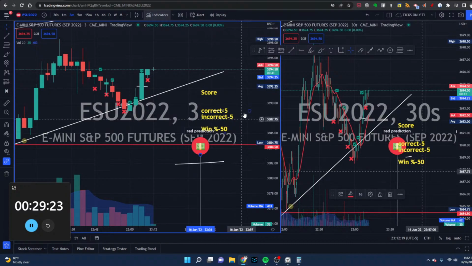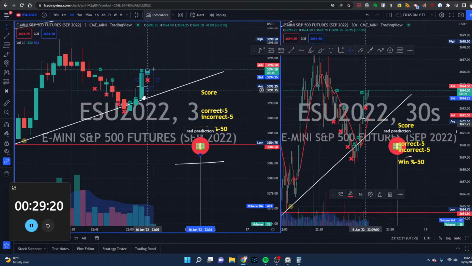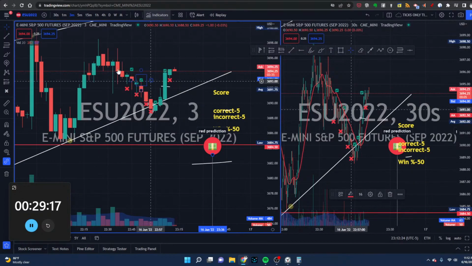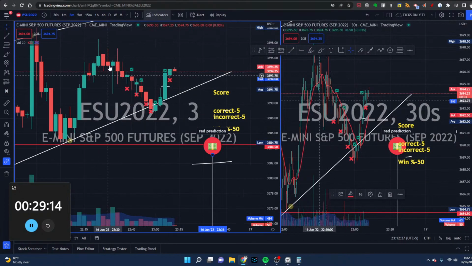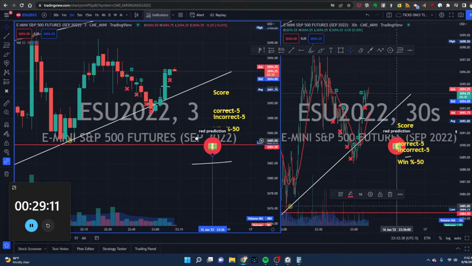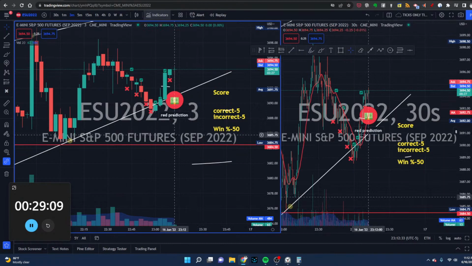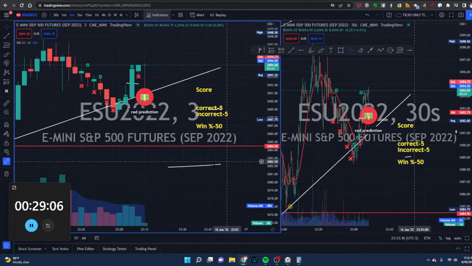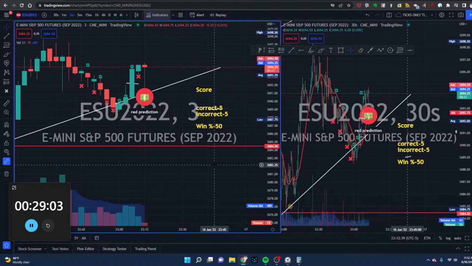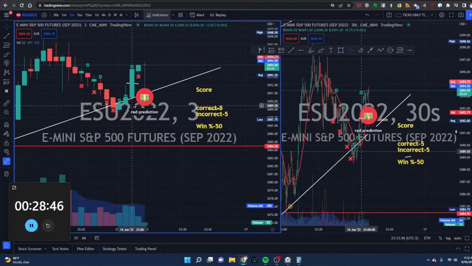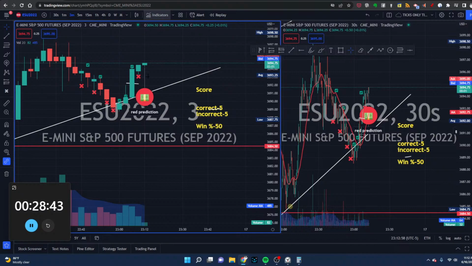What we got here? No follow through on this. I got 8 seconds to guess this one. Got wicks here. I'm going to say this is going to be red. I'm going to do another red prediction here. Volume stepping down. Would have been a nice trade off of this trend line, though.